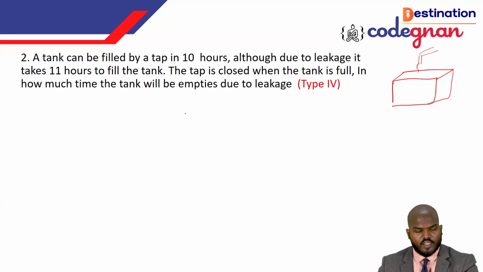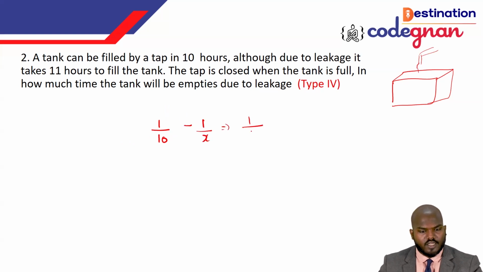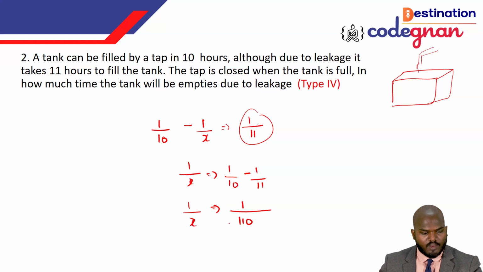You can directly say the tank can be filled at 1 by 10 per hour. In 1 hour it will finish 1 by 10 of the work. We don't know how much time the leakage will take, but due to the leakage it takes 1 by 11. So 1 by x is equal to 1 by 10 minus 1 by 11. If you take the LCM, it gives 110, and 11 minus 10 gives 1. So 1 by x is equal to 1 by 110, and the answer is 110 hours.